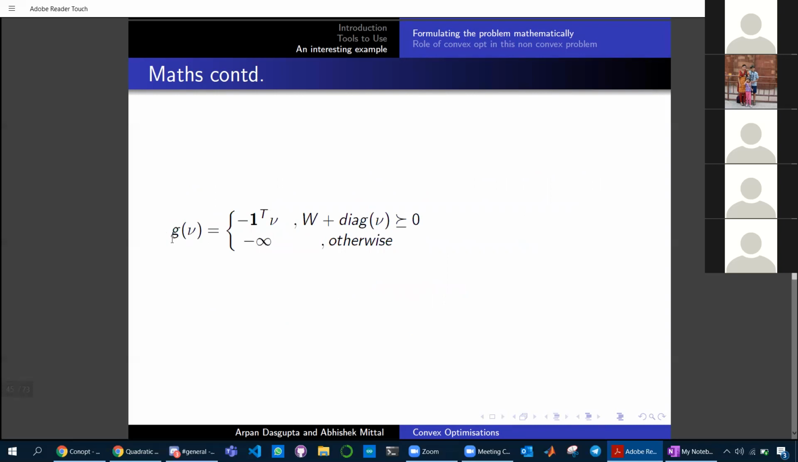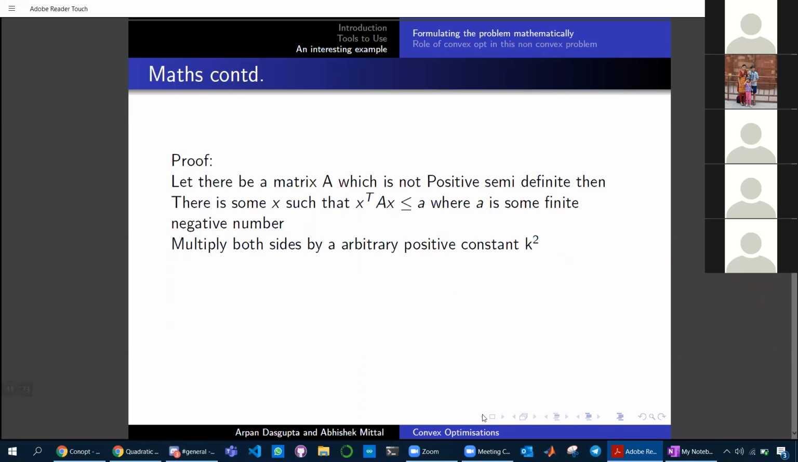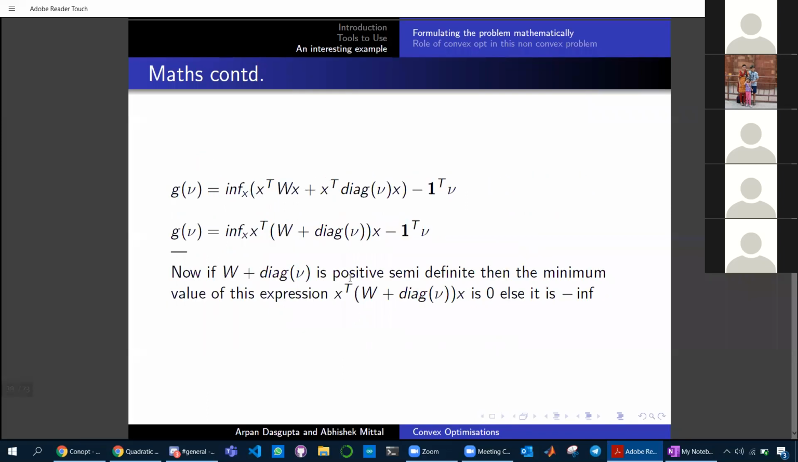G of nu can now be defined as minus 1 transpose nu when W plus diag of nu is positive semi-definite. Otherwise, it is minus infinity. Now, the basic property of positive semi-definite is that its minimum value has to be 0, or at least something greater than 0. So in case it is 0, then the entire function would become just minus 1 transpose times nu.